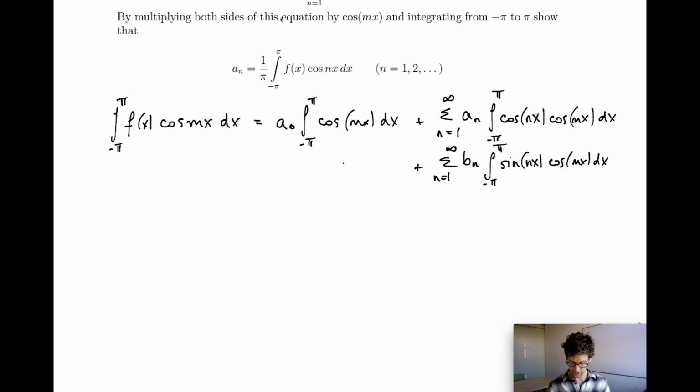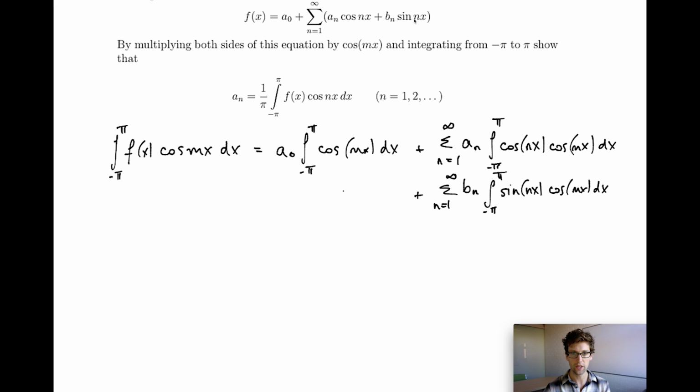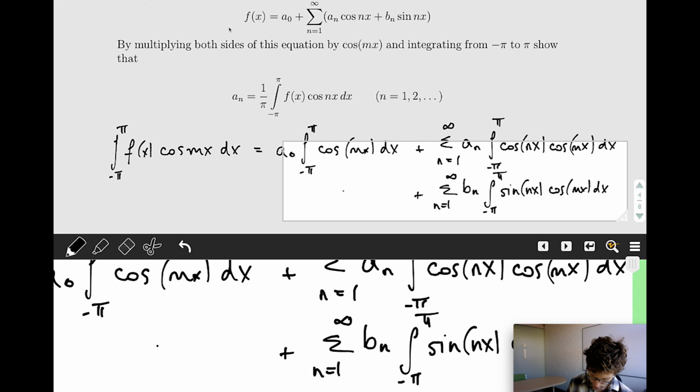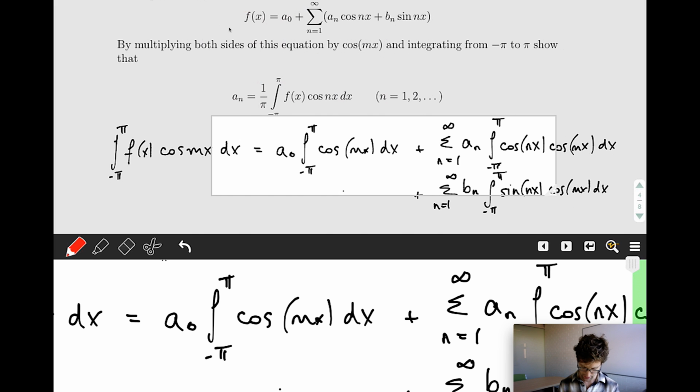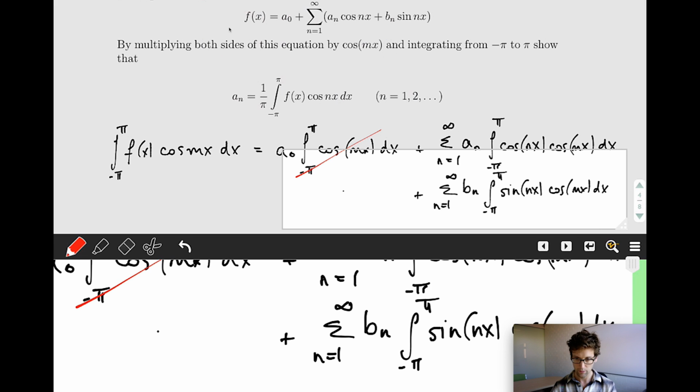So here again, all I did was take my expression, multiply each term by cosine mx, and integrate from minus pi to pi. Now this is going to simplify nicely because we recognize the first term, the integral of cosine between minus pi and pi. In the last example, we proved that that was equal to 0. So that's going to go away. Likewise, we've proved that the integral of sine times cosine is equal to 0 because sine is odd and cosine is even. So that will go away.